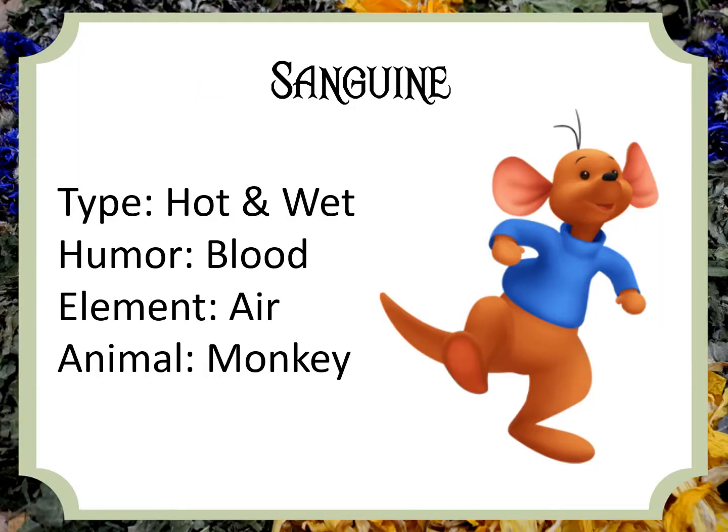of the temperaments. So the next temperament is a sanguine temperament. It's considered hot and wet. The humor that was associated with it was blood. The element that is associated with it is air. And sometimes we hear monkey associated with a sanguine temperament as well. And you can see in the picture, this is Roo from Winnie the Pooh. And if you know anything about Roo's personality, he's upbeat, he's active, and he's generally pretty good tempered.